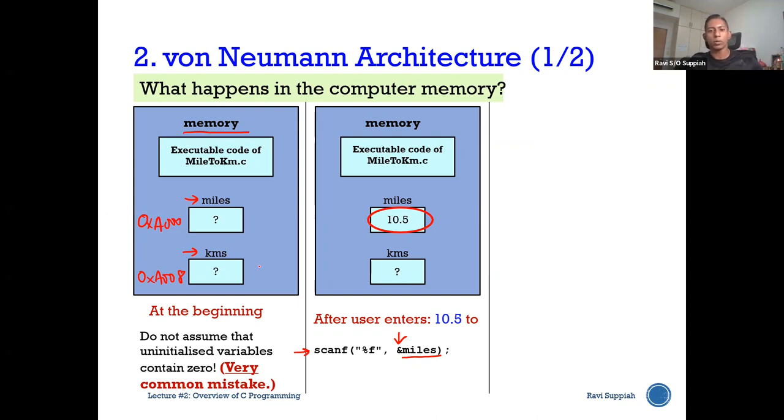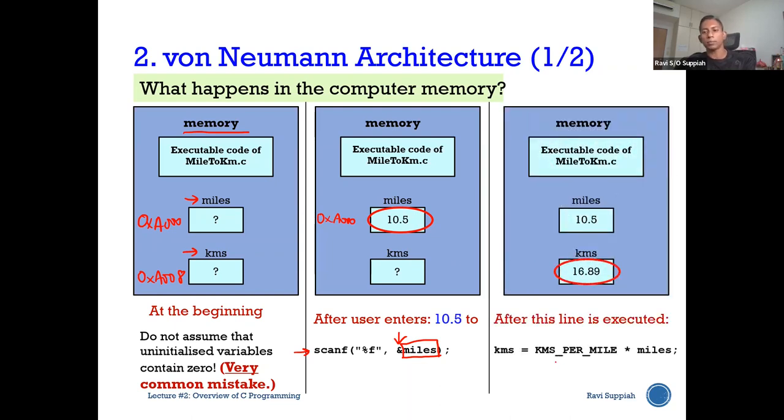In the software, we don't worry about the address because we always relate to it based on the name, miles. But in terms of the backend, we relate miles to an address, a location. So when I say scanf percentage f ampersand miles, I'm telling the computer that I want to take the information that I capture and put it into the address that is associated with miles. If this is the address A000, I want to put the value into this address location. So that is what is happening.